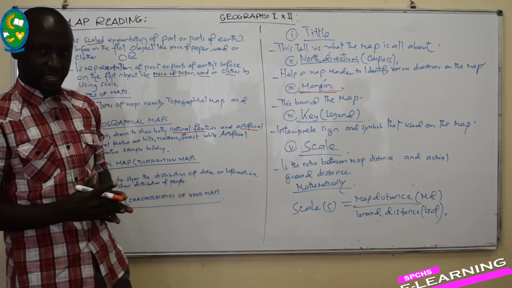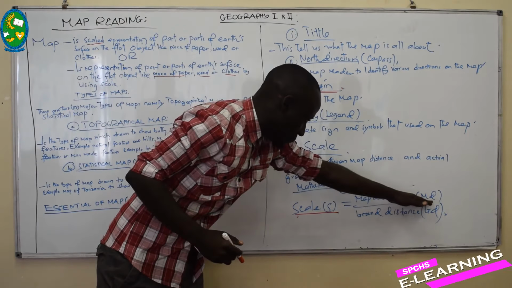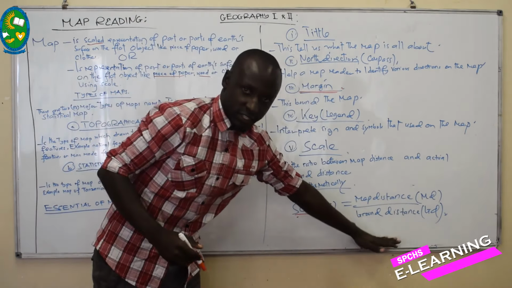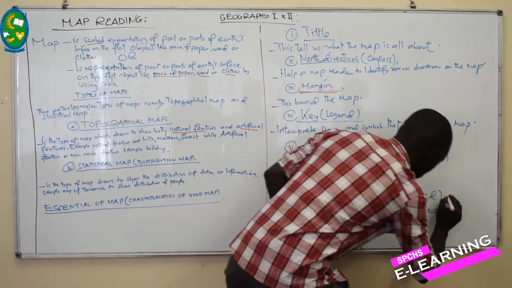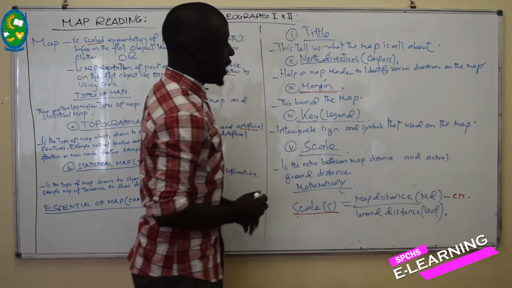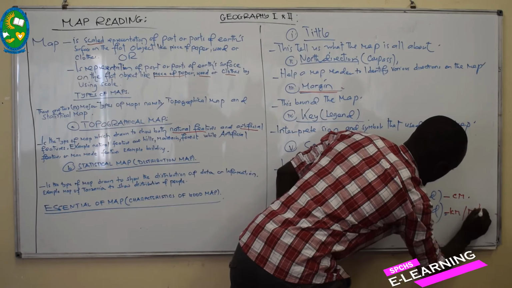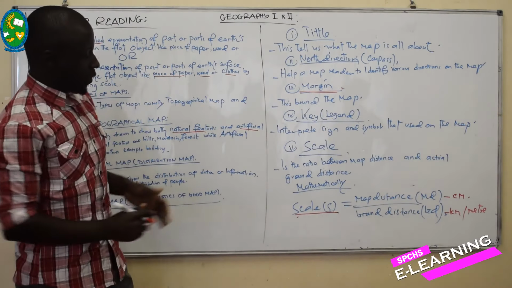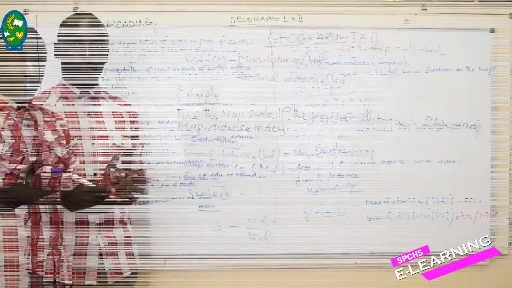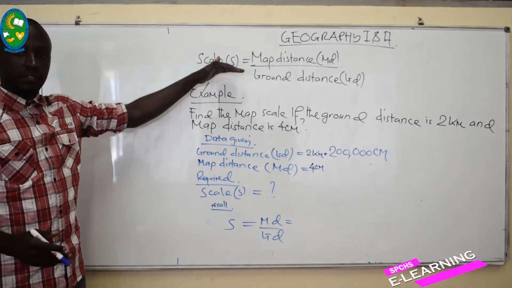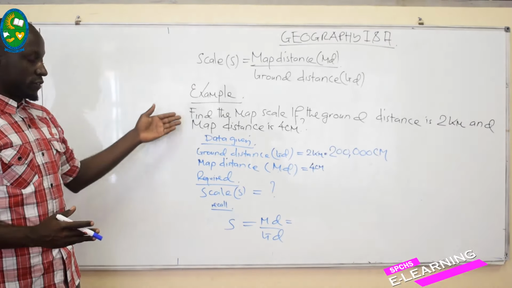Now you can summarize mathematically that scale refers to the map distance, that is MD, over ground distance. Remember, map distance is represented in centimeters, because we draw on paper, and the ground distance is represented in kilometers, or sometimes we may use meters. So scale is all about the ratio between the map distance and the actual ground distance. As I said before, scale equals map distance over actual ground distance. So let's see the application of this formula from a question.